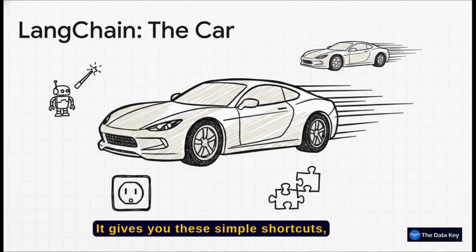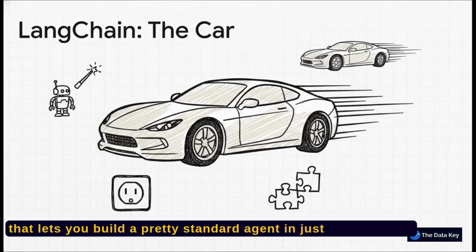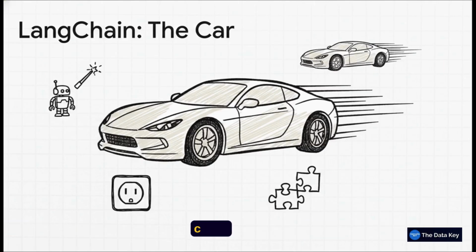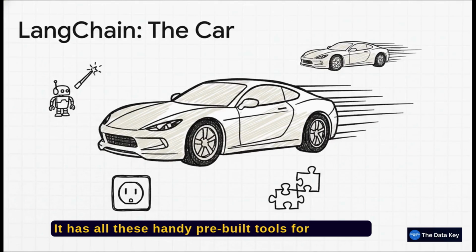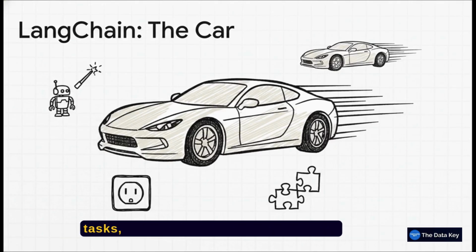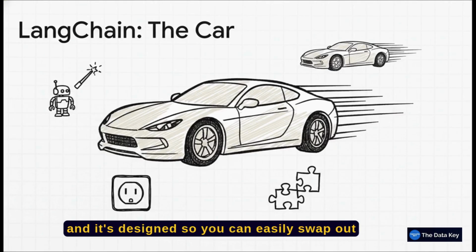It gives you these simple shortcuts, like the create agent function that lets you build a pretty standard agent in just a few lines of code. It has all these handy pre-built tools for common tasks like summarizing a conversation, and it's designed so you can easily swap out different language models whenever you want.